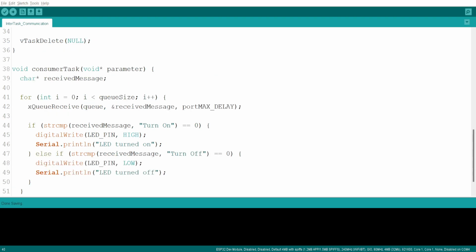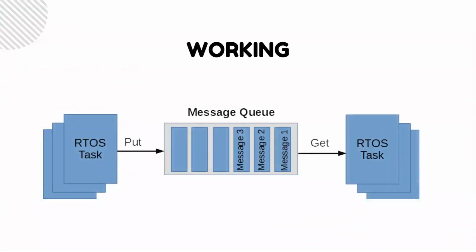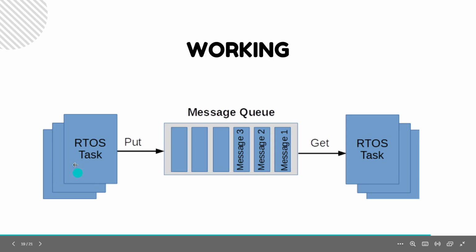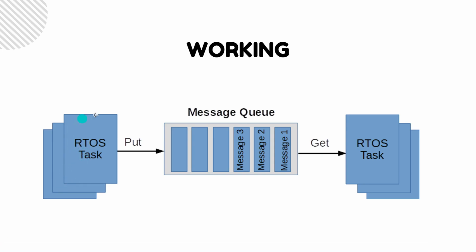Let us understand with the example we had in our presentation. The first one is my producer task, and this producer task is going to send the messages turn on and turn off to this message queue. And then this is the consumer task. It is going to receive that message from the queue and then perform accordingly.